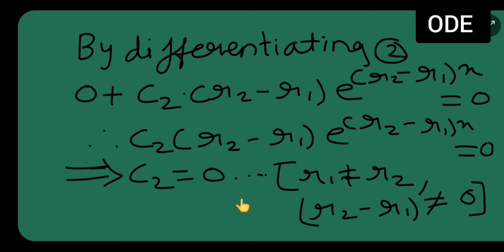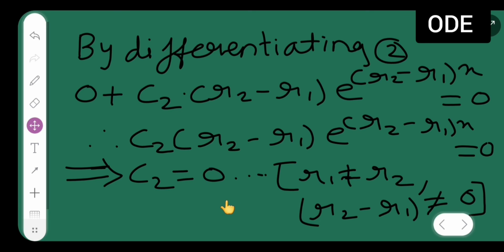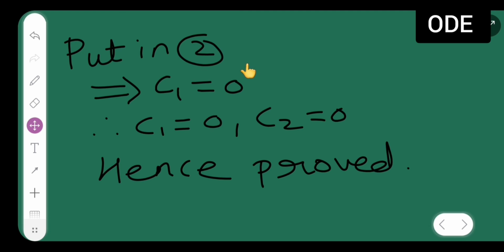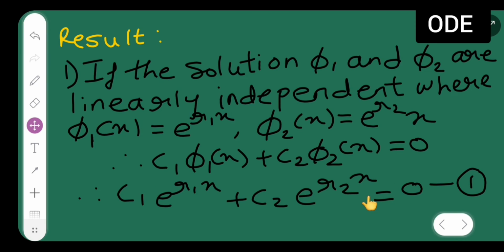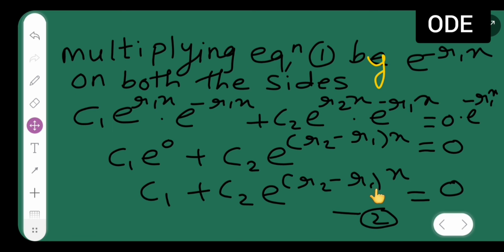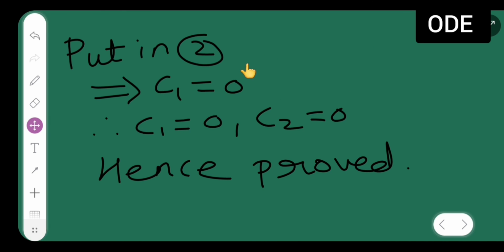Now I put c2 is equal to 0 in equation 2. If the value of c2 is equal to 0, then what will it imply? c1 is equal to 0. So I wrote here, this implies c1 is equal to 0. Therefore, c1 is equal to 0, c2 is equal to 0. Hence proved. So those solutions are linearly independent, right? Now the second case.